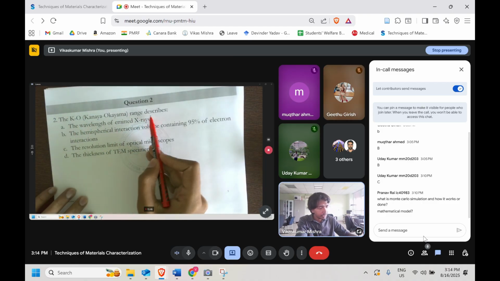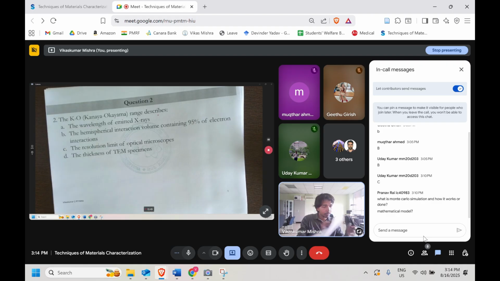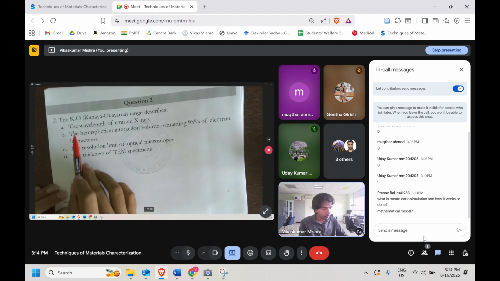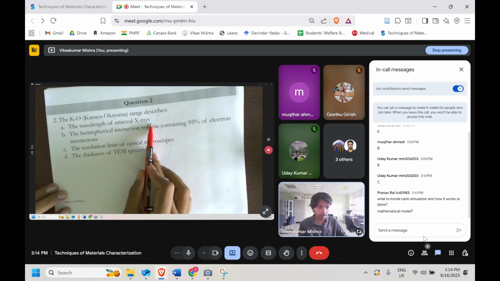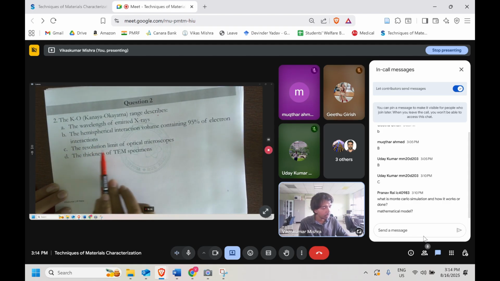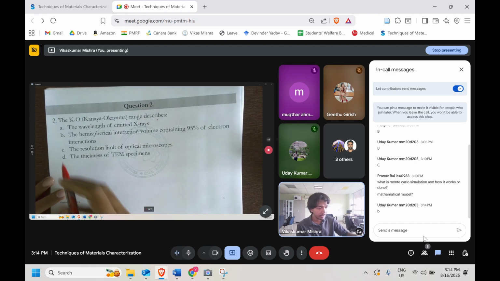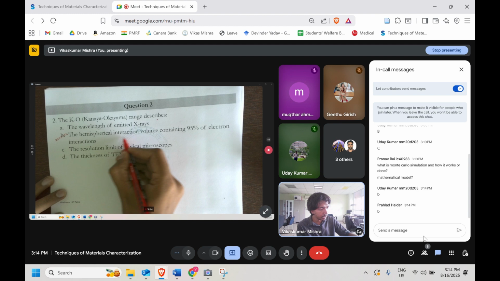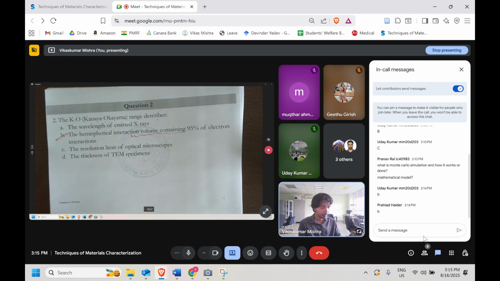The KO range, what does it describe? We are talking about this RKO. So what does it describe? The wavelength of the emitted X-ray. The hemispherical interaction volume containing 95% of the electron interaction. The resolution limit of the optical microscope. The thickness of the TEM specimen. What do you think? Very good, option B is the right answer. Yes, Prela. Option B is the one, and it describes the hemispherical interaction volume. Okay, very good.